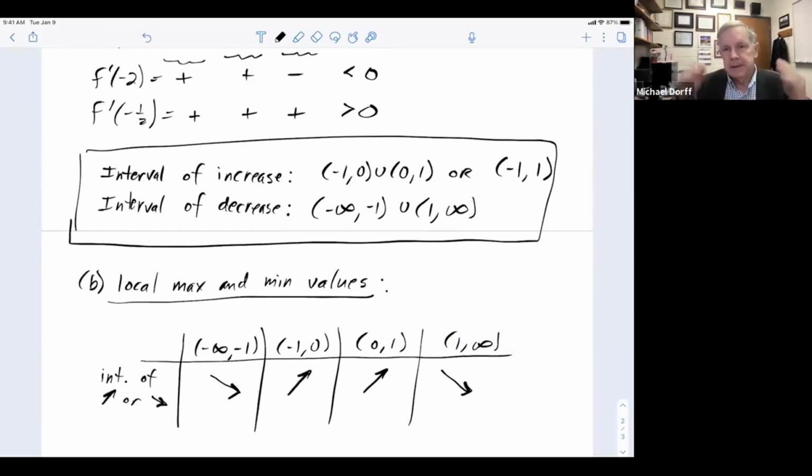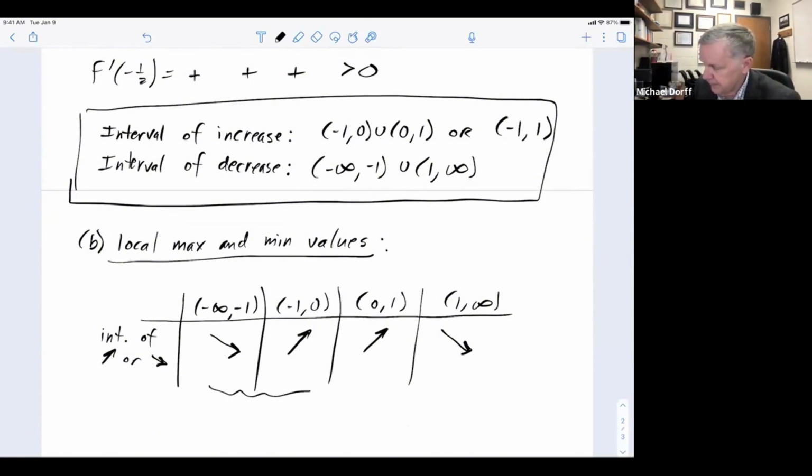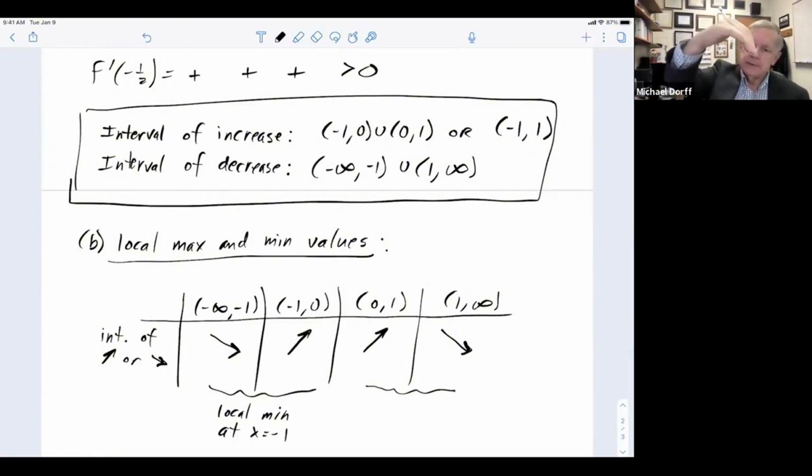Now, if something is decreasing, it's going down, and then if it's increasing afterwards, it's going up. That's going to give me a local min. So this tells me there's a local min at x equals -1. Well, in the next part, from -1 to 0 and 0 to 1, it's increasing and then increasing again. So there's not a local min or max because it keeps going up. But from here to here, from 0 to 1, it's increasing, and then from 1 to infinity, it's decreasing.